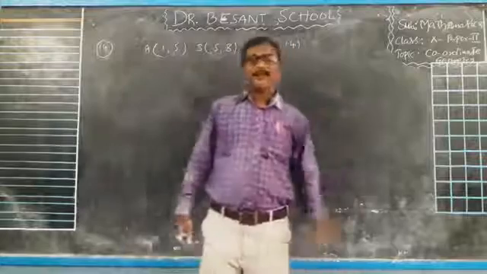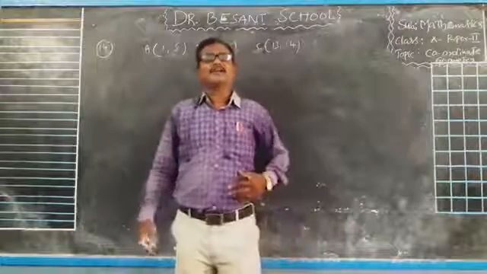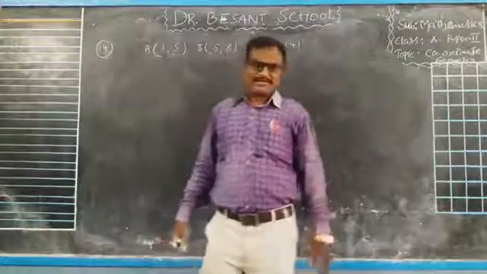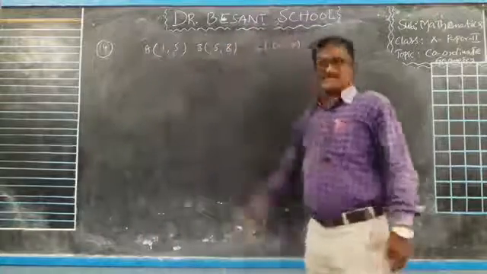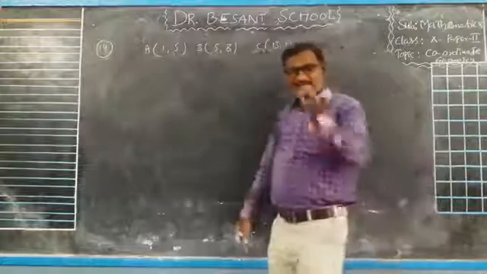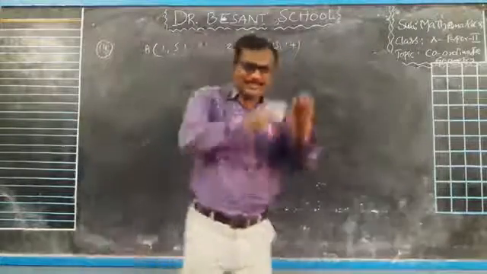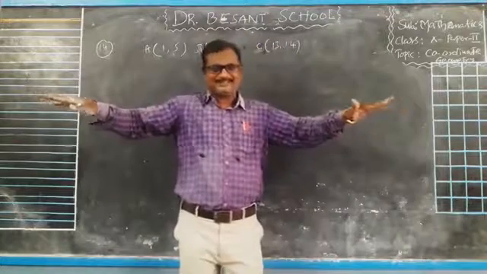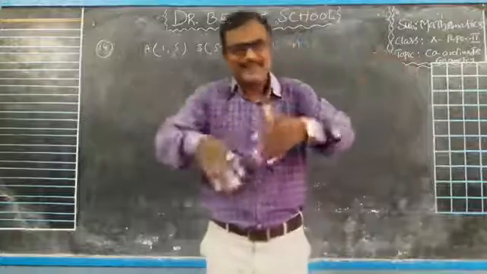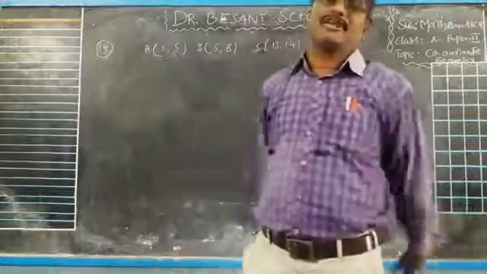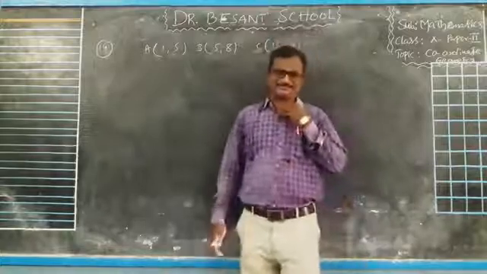Previously we discussed one problem, the third one, verifying whether the given points are collinear or not. So you calculate AB distance, BC distance, and AC distance. If the sum of the two distances is equal to the third distance, they are said to be collinear. Collinear means points lying on the same line. Whenever they are collinear, the triangle won't be formed. If they are not collinear, the triangle will be formed. They are said to be non-collinear points.